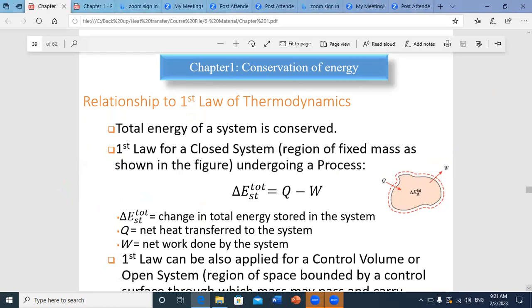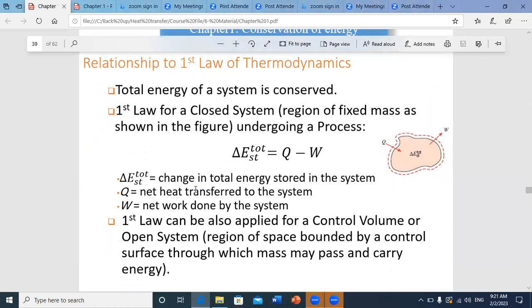So we can say that delta E represents the change in the total energy stored by the system. Q is the net heat transferred to the system, while W is the net work done by the system. Why here do they say W is the net work done by the system? Because they consider the negative sign here. If you put the positive sign here, you just define W as the net work done on the system. This is the difference between the two conventions.